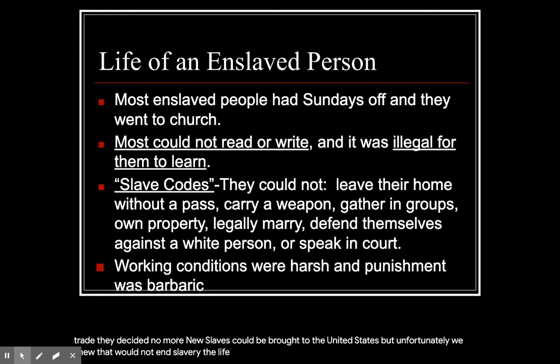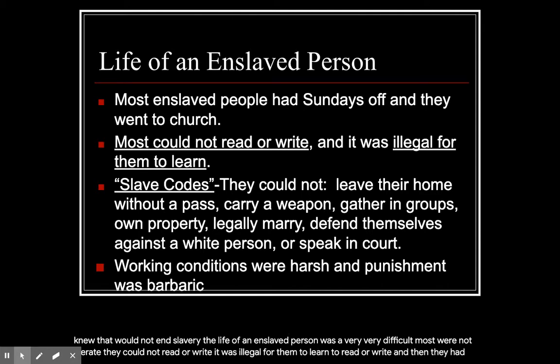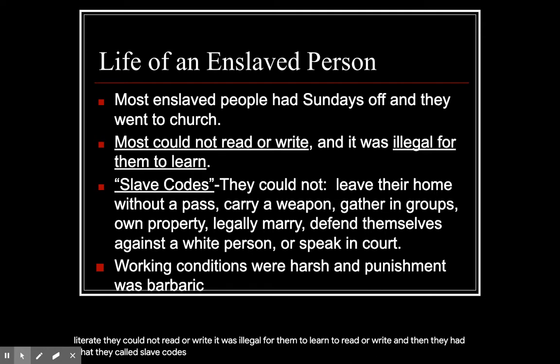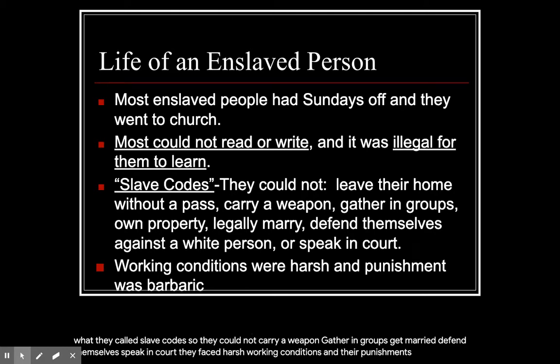The life of an enslaved person was very, very difficult. Most were not literate. They could not read or write. It was illegal for them to learn to read or write. And then they had what they called slave codes. So they could not carry a weapon, gather in groups, get married, defend themselves, or speak in court. They faced harsh working conditions, and their punishments were barbaric.